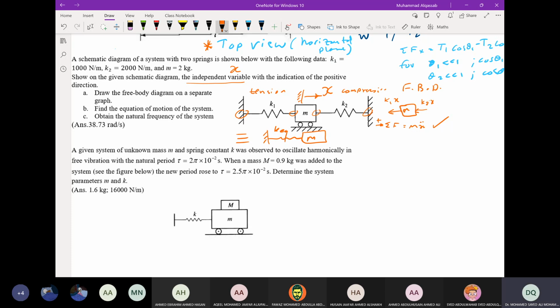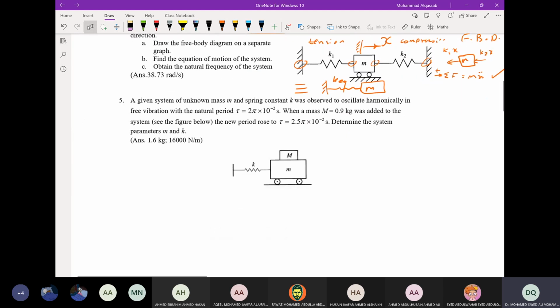Okay, or you can think of the two springs as being in parallel, and then the equivalent system will be a spring and mass with K equivalent equal to K1 plus K2. And of course, both approaches are correct.